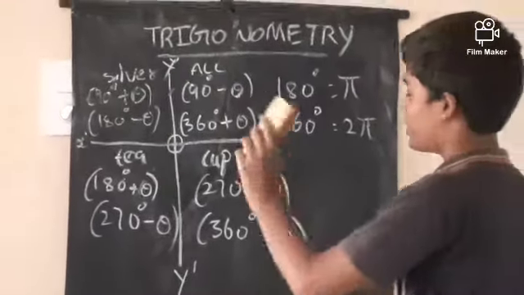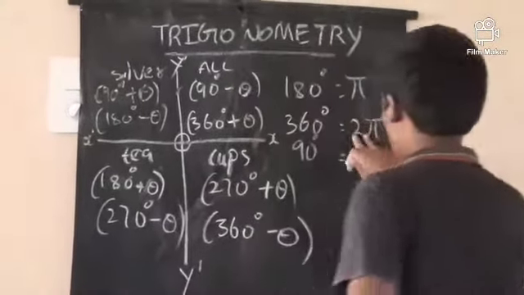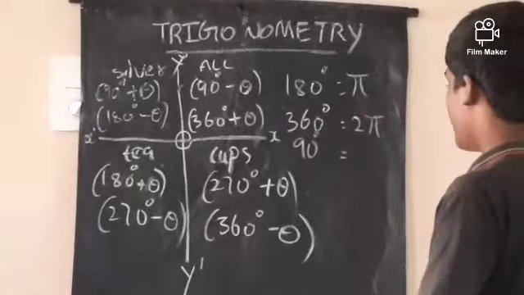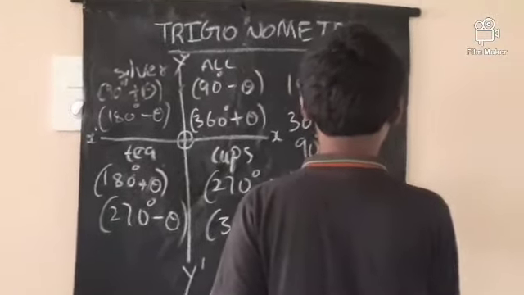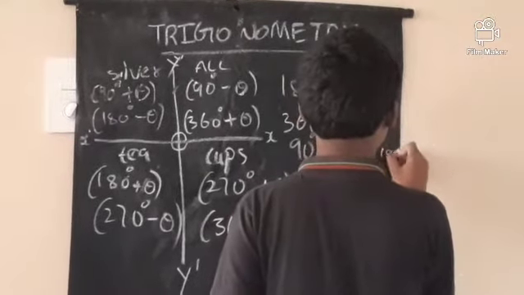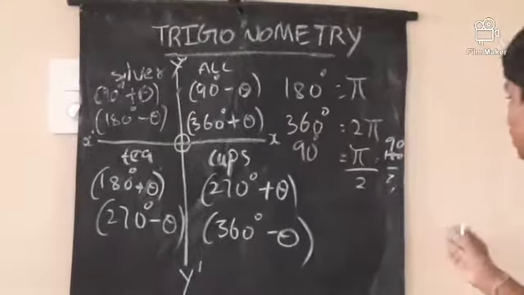And again here 90 degrees. 2 pi means 2 into 180, 360. And pi by 2 means 180 by 2. 2 ones are 2, 9 is 90. 90 will come. Like that.